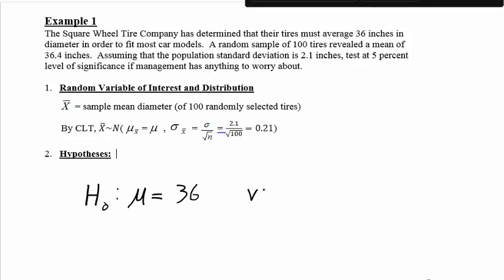We'll be testing the alternative hypothesis, HA, if the population mean is actually different from that, or not equal to 36. This is a two-sided test because the population mean can be less than 36 or greater than 36. Both of those fall within not equal to 36.